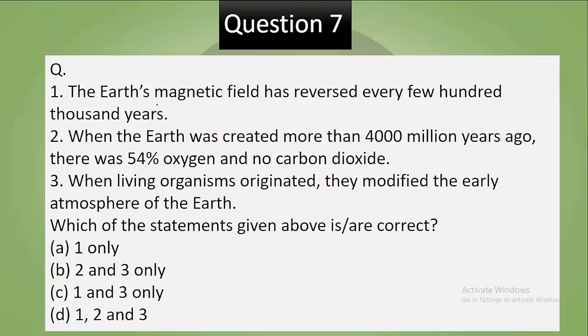Question number 7. First, the Earth's magnetic field has reversed every few 100,000 years. Second, when the Earth was created more than 4,000 million years ago, there was 54% oxygen and no carbon dioxide. Third, when living organisms originated, they modified the early atmosphere of the Earth. Which of the following statements given is correct? Pause the video, try to answer. So basically the correct answer is A.